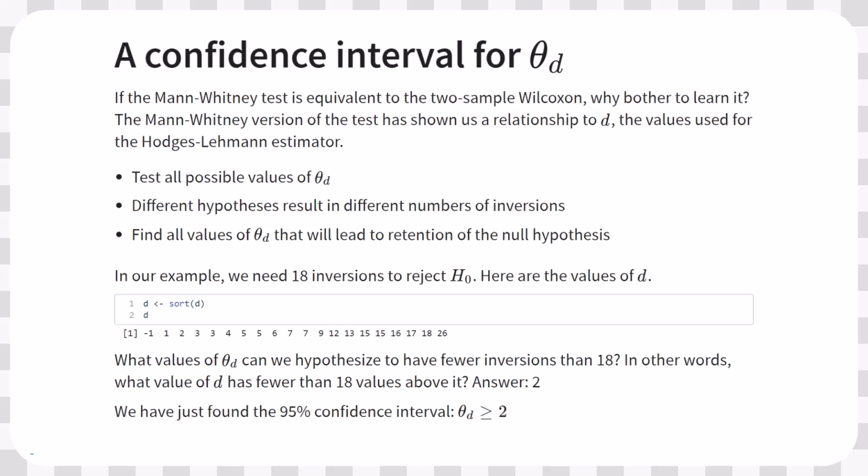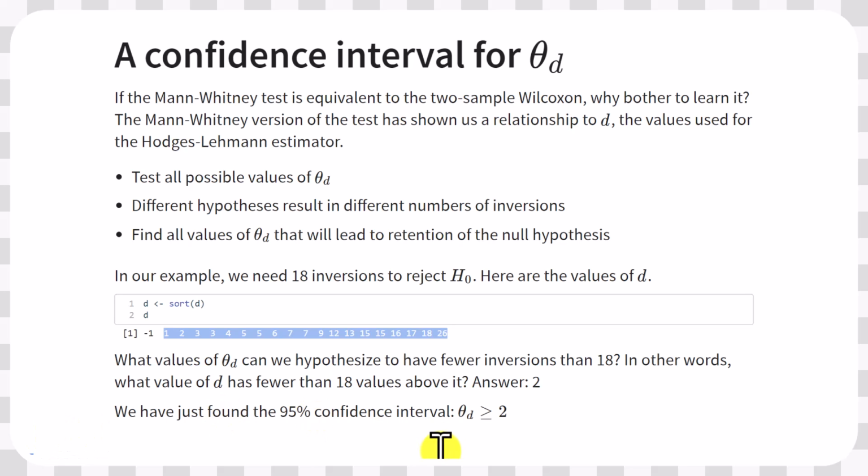Here's my question to you. What values of theta sub d can we hypothesize to have fewer inversions than 18? Now, we already hypothesized 0. And when we hypothesize 0, we have 19 values that are above 0. Because we have 19 values that are above 0, we're able to reject the null hypothesis. Therefore, 0 will not be in our confidence interval.